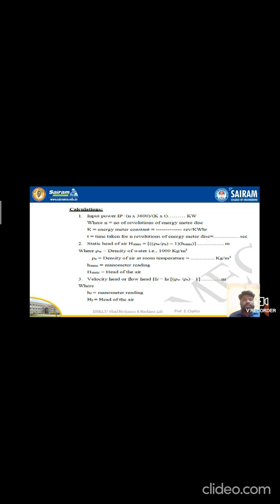Next is the static head of air. H static is equal to rho W divided by rho A minus 1, into h static. Rho W is the density of water, and rho A is the density of air, and h static we get from the tabular column. It is the manometer reading, and H static is the head of air. Next is the velocity head of flow, HF is equal to hf into rho W by rho A minus 1, in meters, where hf is the manometer reading and capital HF is the head of air.